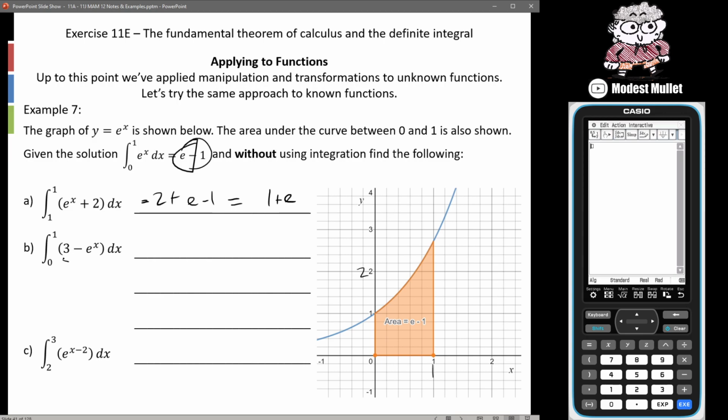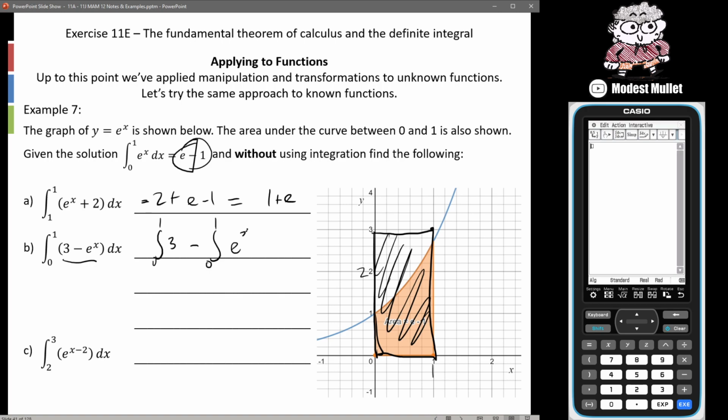What about 3 minus e to the x? So minus out the front. So we can write that as 0 to 1 of 3. What that is essentially saying is, what's that area in there? Minus 0 to 1 of e to the x. So the area between 0 to 1 under 3 is just obviously 3 minus, we're told up here, e minus 1, put in brackets just to avoid sign errors, is equal to 2 minus e.